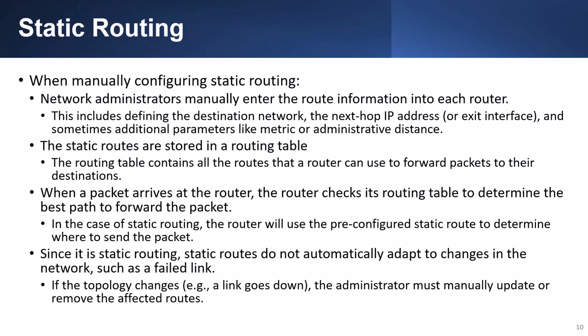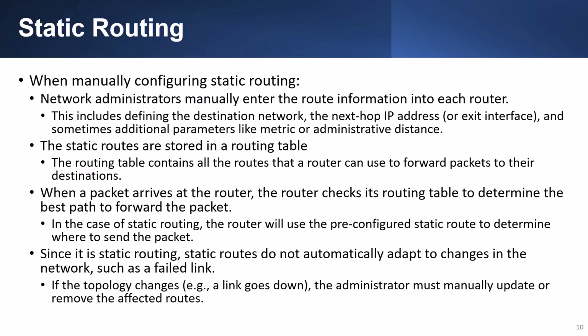When manually configuring static routing, network administrators manually enter the route information into each router. This includes defining the destination network, the next hop IP address or exit interface, and sometimes additional parameters like metric or administrative distance. The static routes are stored in a routing table. The routing table contains all the routes that a router can use to forward packets to their destinations.